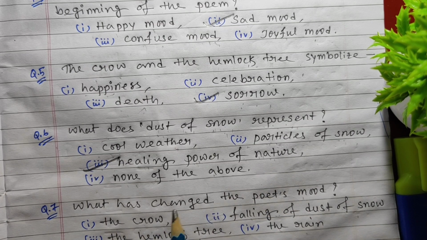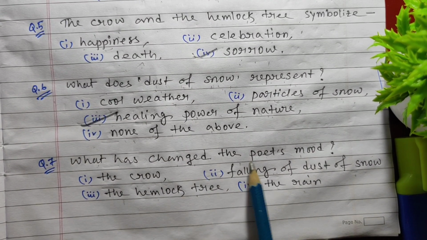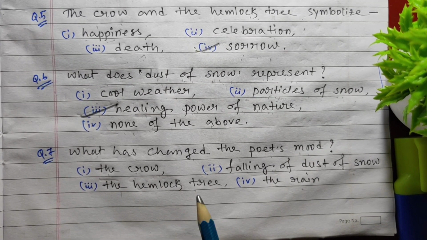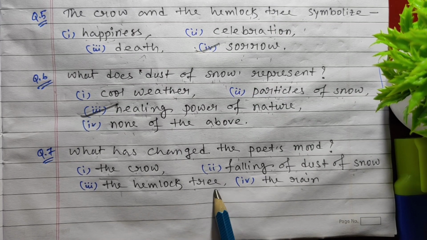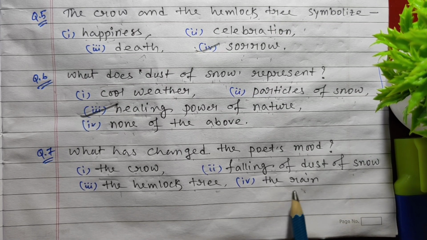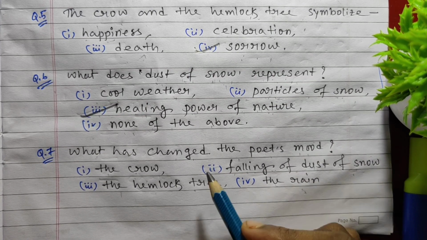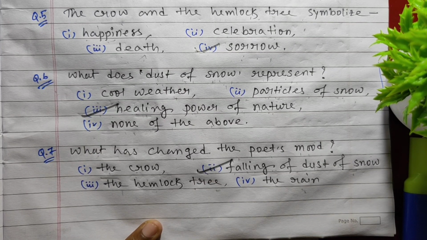Now number 7, what has changed the poet's mood? Number 1 the crow, number 2 falling of dust of snow, number 3 the hemlock tree, and the last one is the rain. Now what changed the poet's mood? The answer is the falling of dust of snow. So here is the answer, option number 2.